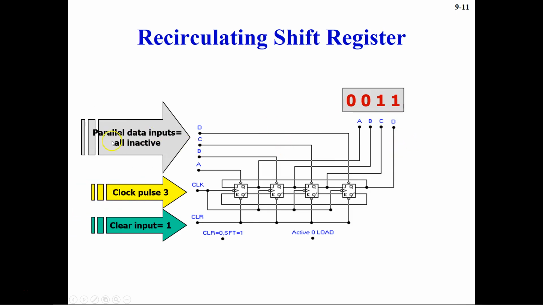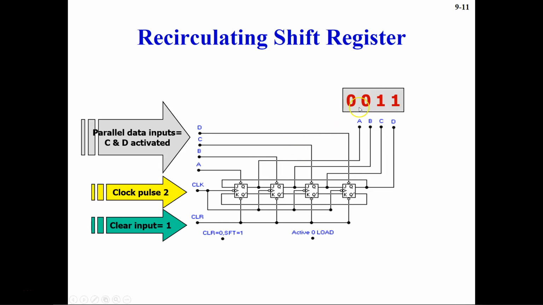When all the parallel data inputs are inactive, which means you are giving 0000, in that case, what will happen? In that case, this is going to be your output first of all, and we will see how we got this output. To understand how we got this output, we need to know what was the previous output sitting here. So I'm going to go back to the previous slide.